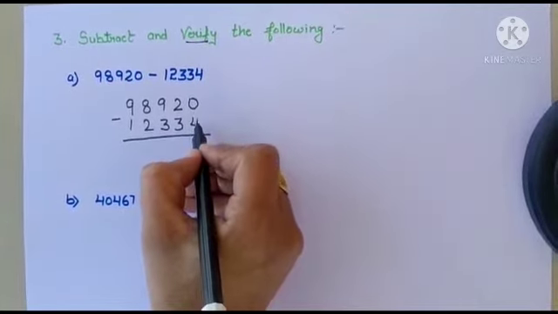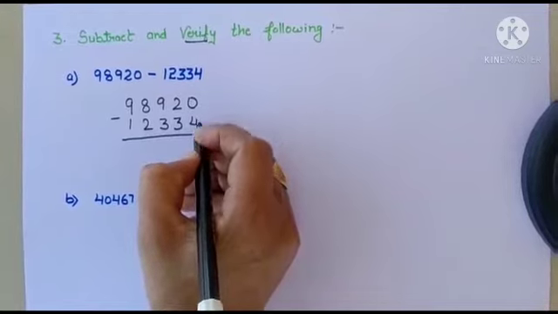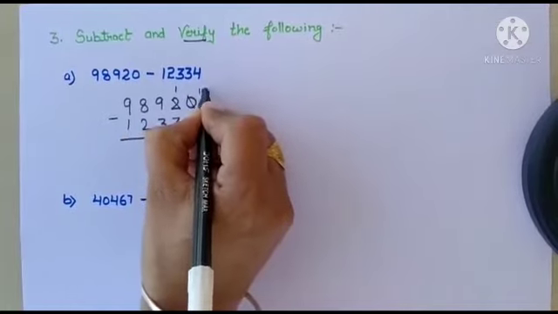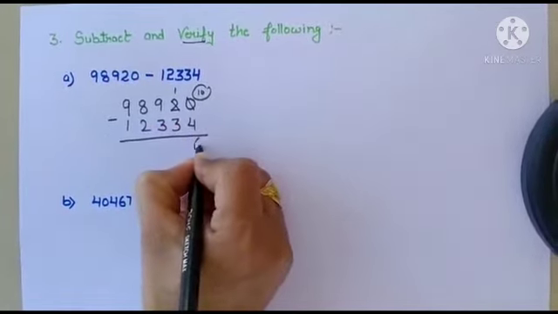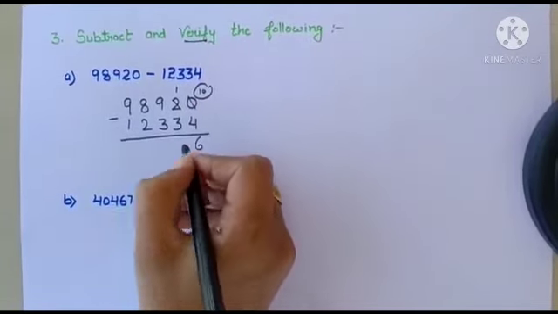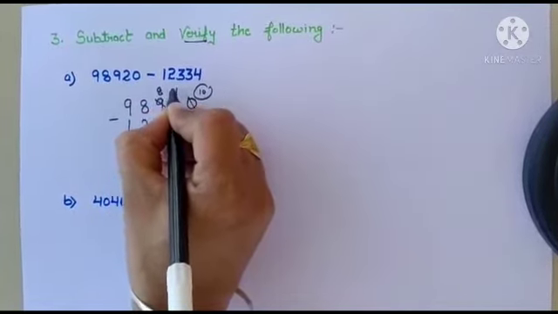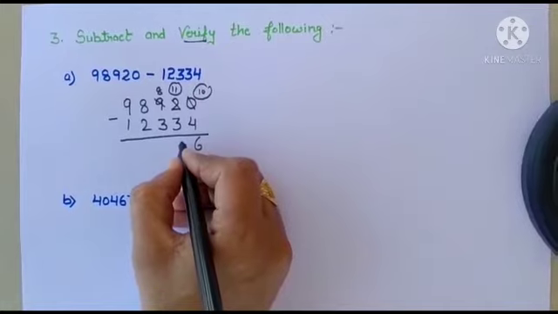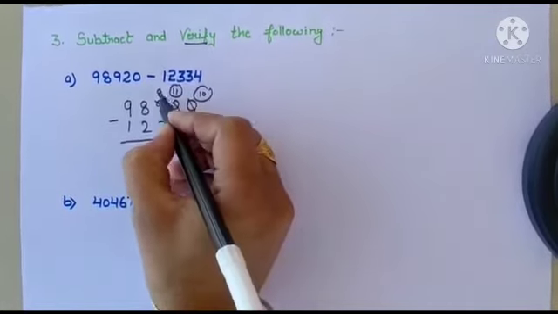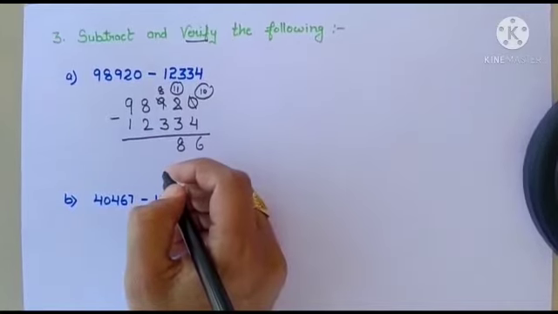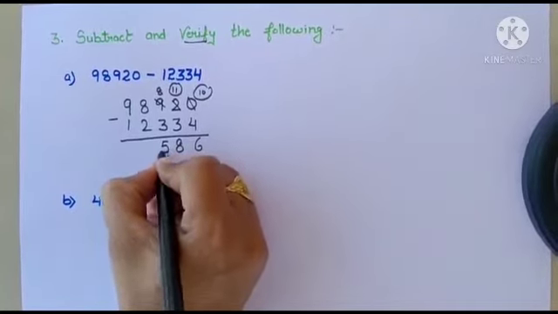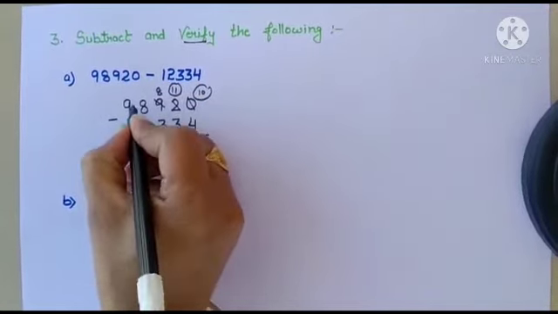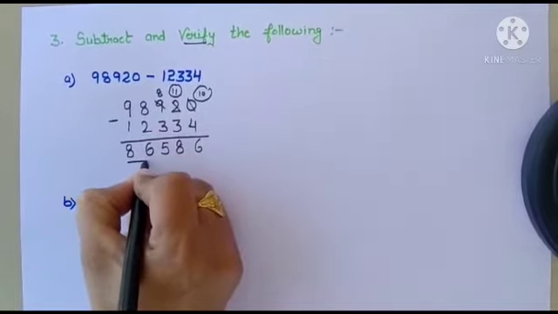So, 4 cannot be subtracted from 0, so he will borrow from his neighbor. Here it comes 1 and here it comes 10. 10 minus 4, 6. From 1, 3 cannot be subtracted, so he will borrow from his neighbor. Here it comes 8 and here it comes 11. 11 minus 3, tell me. 8. Right? 8 minus 3, 5. Here 8 minus 2, tell me. 6. 9 minus 1, 8.